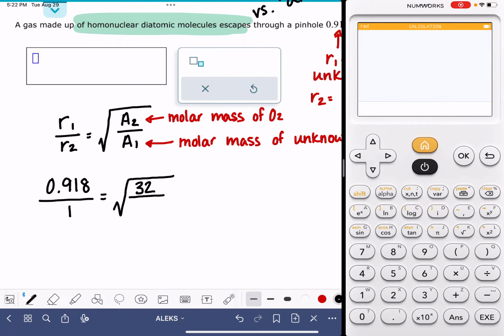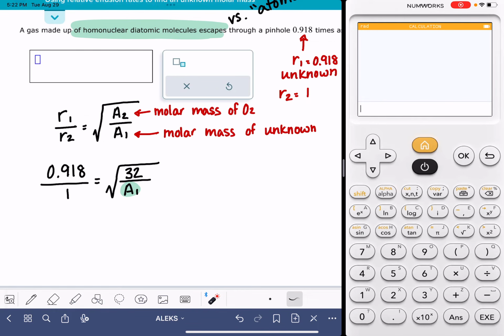So 32 divided by my molar mass of my unknown. That's what ALEKS is asking us to solve for in this problem. That's the unknown variable. So the next thing that we have to do is just some tricky math to solve for this unknown, which is at the bottom of a fraction inside a square root.